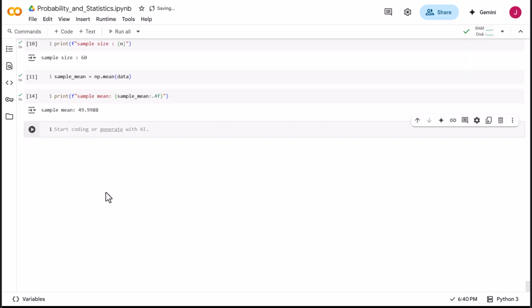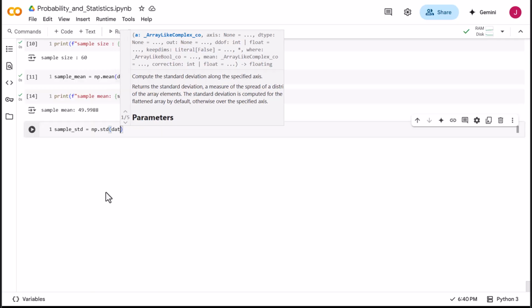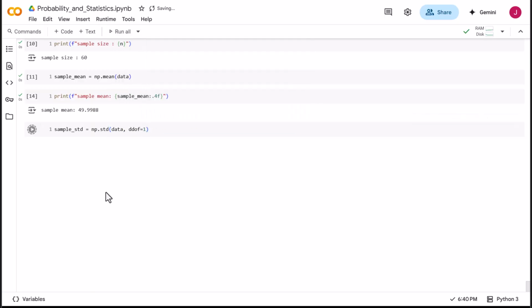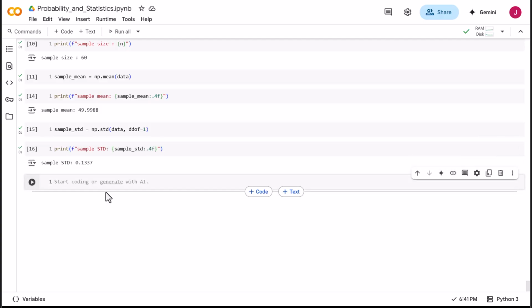For the t-test, we need to find the sample standard deviation. So sample underscore standard deviation is np.std. In here, we pass our data, and also the degrees of freedom ddof equal to 1. It means 60 minus 1 is 59. So we can print it, print sample std is equal to sample standard deviation with 4 decimal places.